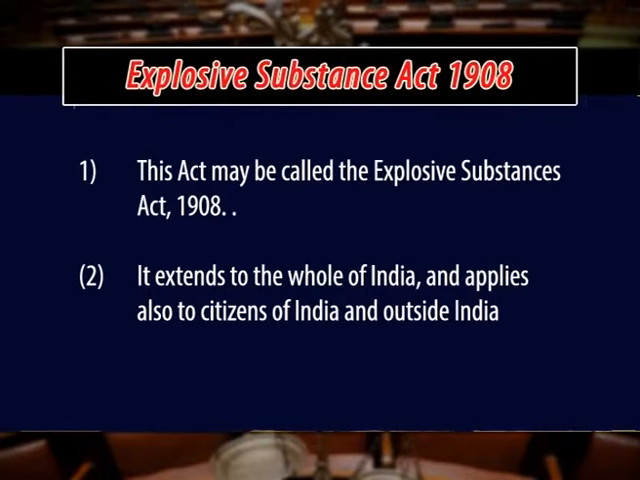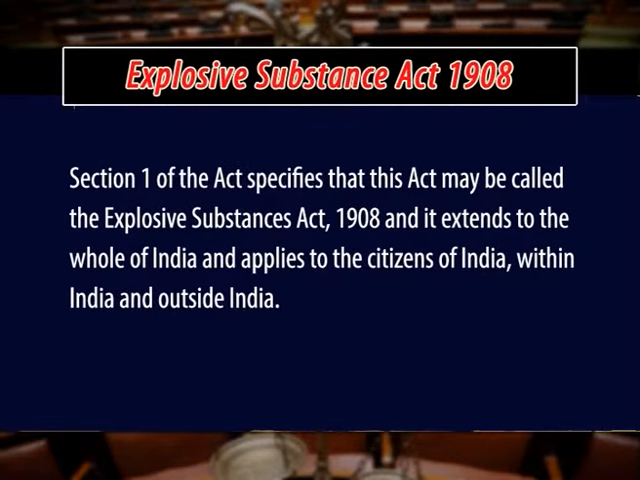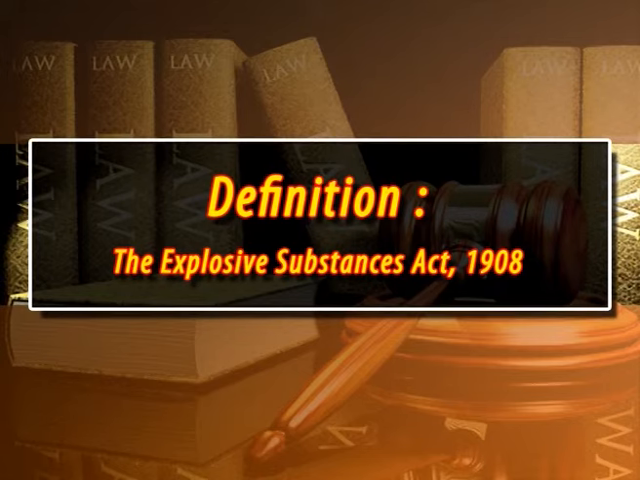Section 1, Short title, extent and application. 1. This act may be called the Explosive Substances Act 1908. 2. It extends to the whole of India and applies also to the citizens of India within and outside India. Section 1 of the Act specifies that this Act may be called the Explosive Substances Act 1908, and it extends to the whole of India and applies to the citizens of India within India and outside India.